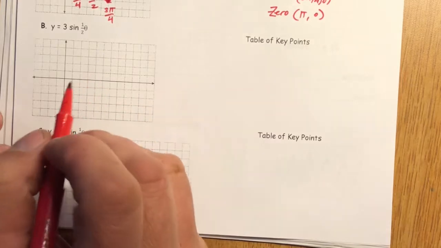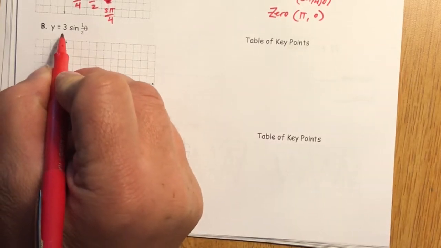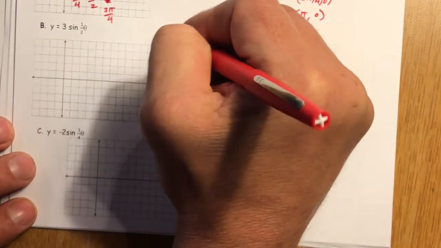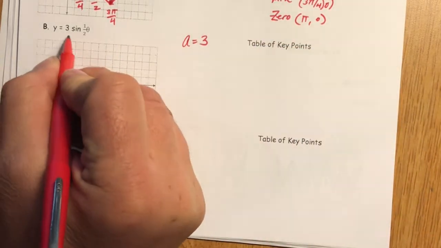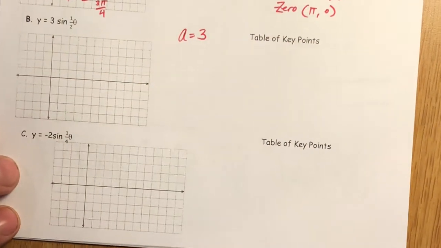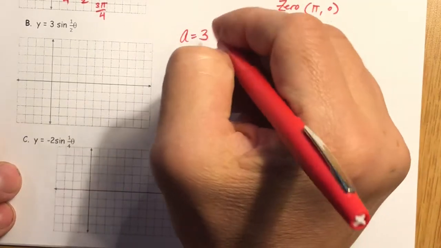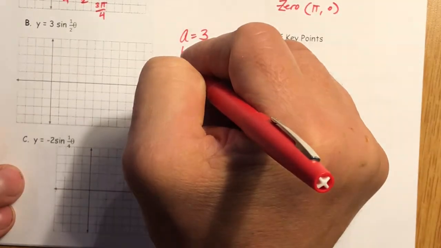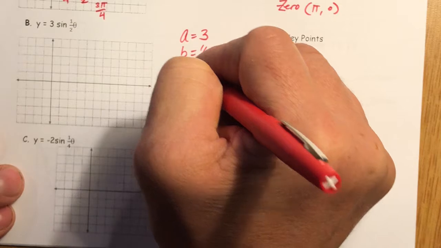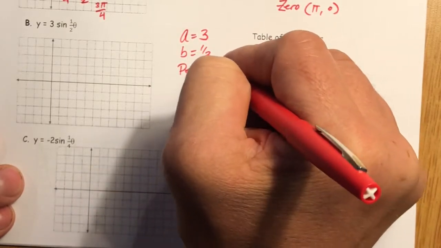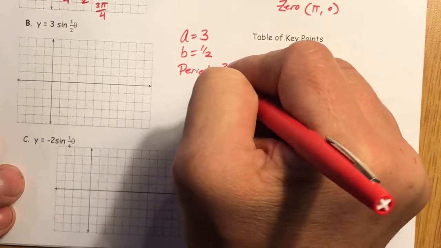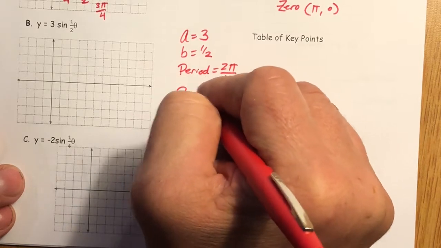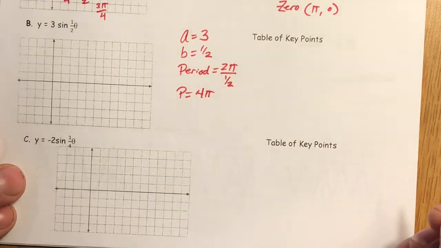So remember, what we're doing is we're sketching a cycle of this sine function, okay? So before we do that, we need to understand that my amplitude is 3, and my B value is 1/2. And the period, I can find that by taking 2 pi over B. In this case, it's 1/2. When you divide by a fraction, you flip that over, and the period will be 4 pi.